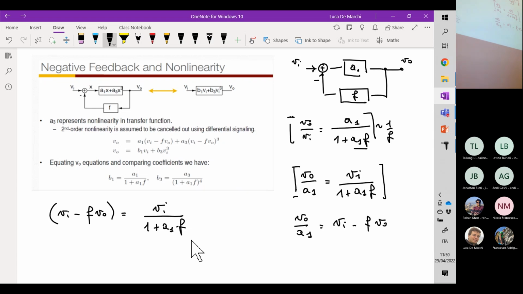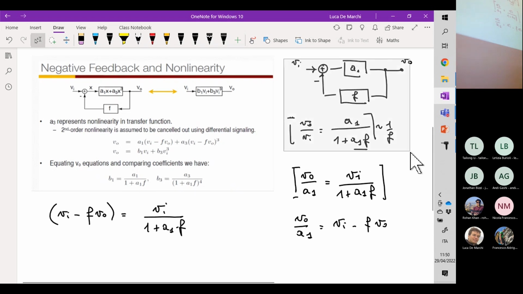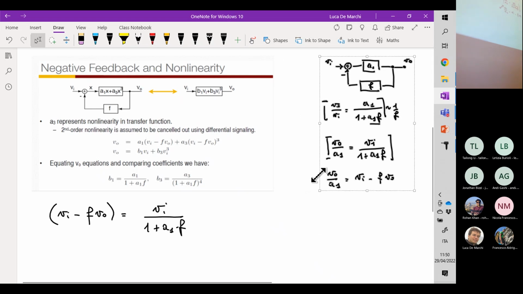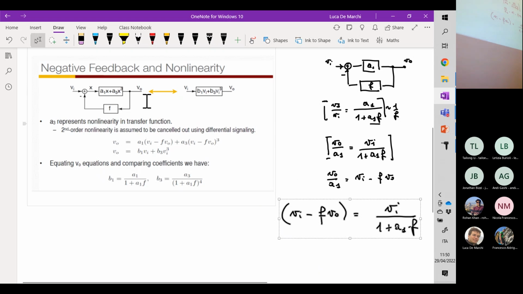This is indeed true for a configuration in which we do not have nonlinear effects. But suppose that we are now in a situation in which we also have a nonlinear term, for example, a third order term here in the amplification stage.